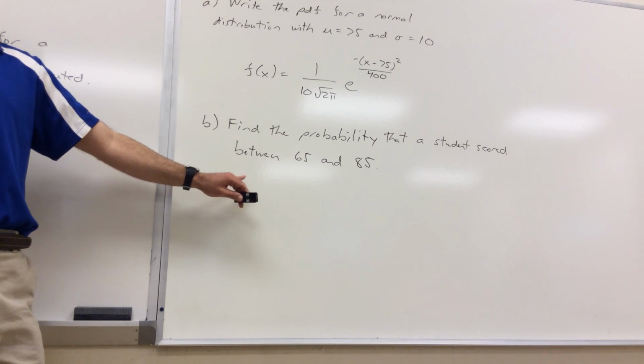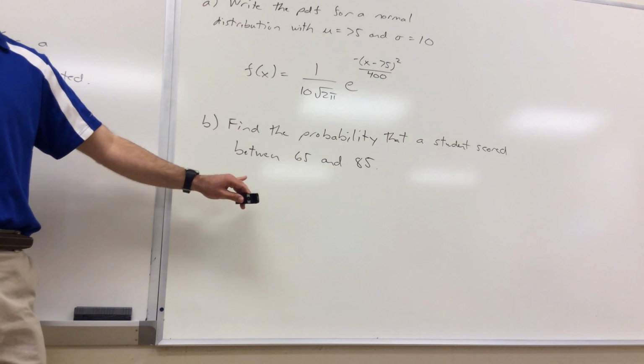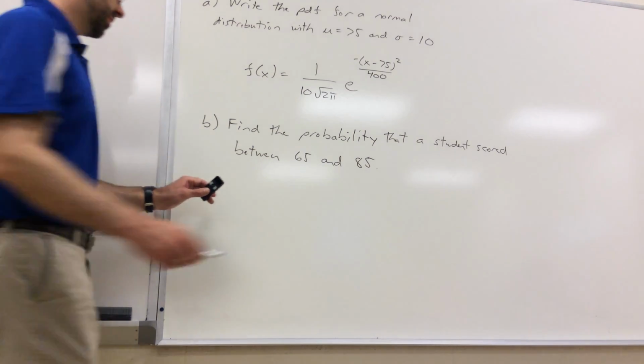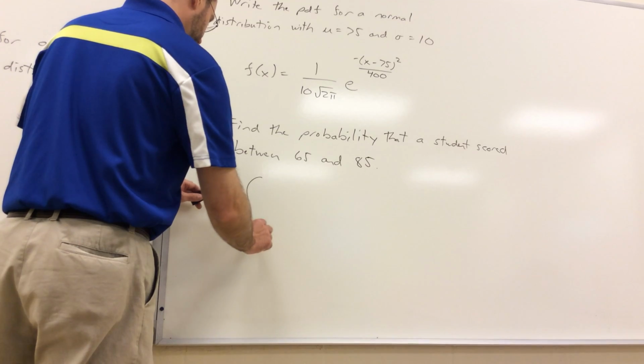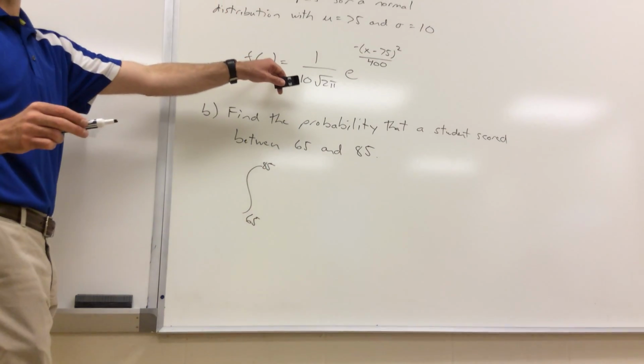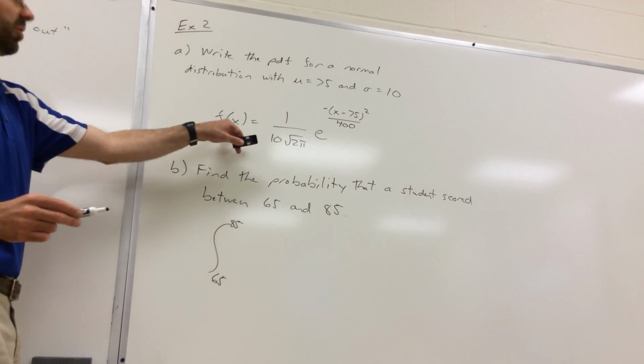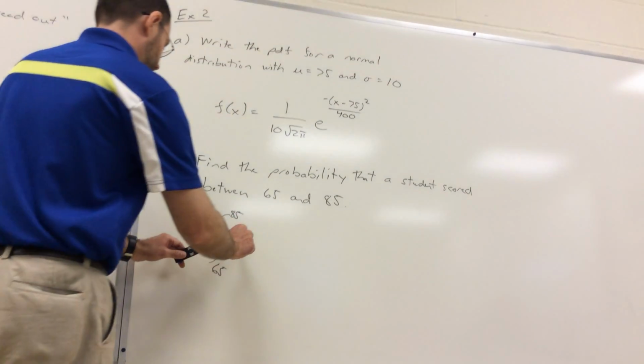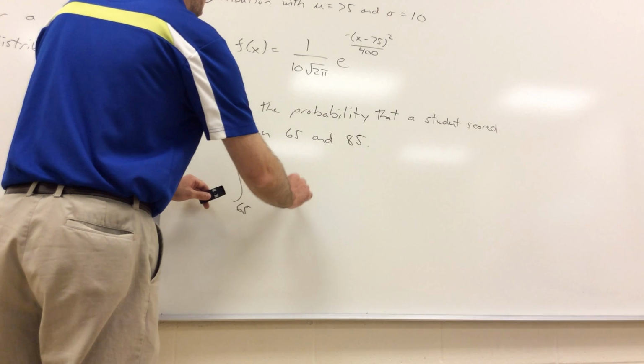So how do you find the chances that something happened? Area under the PDF, right? So all we've got to do is take the integral from 65 to 85 underneath this thing. I don't want to write this down again, so I'm just going to write f of x dx.